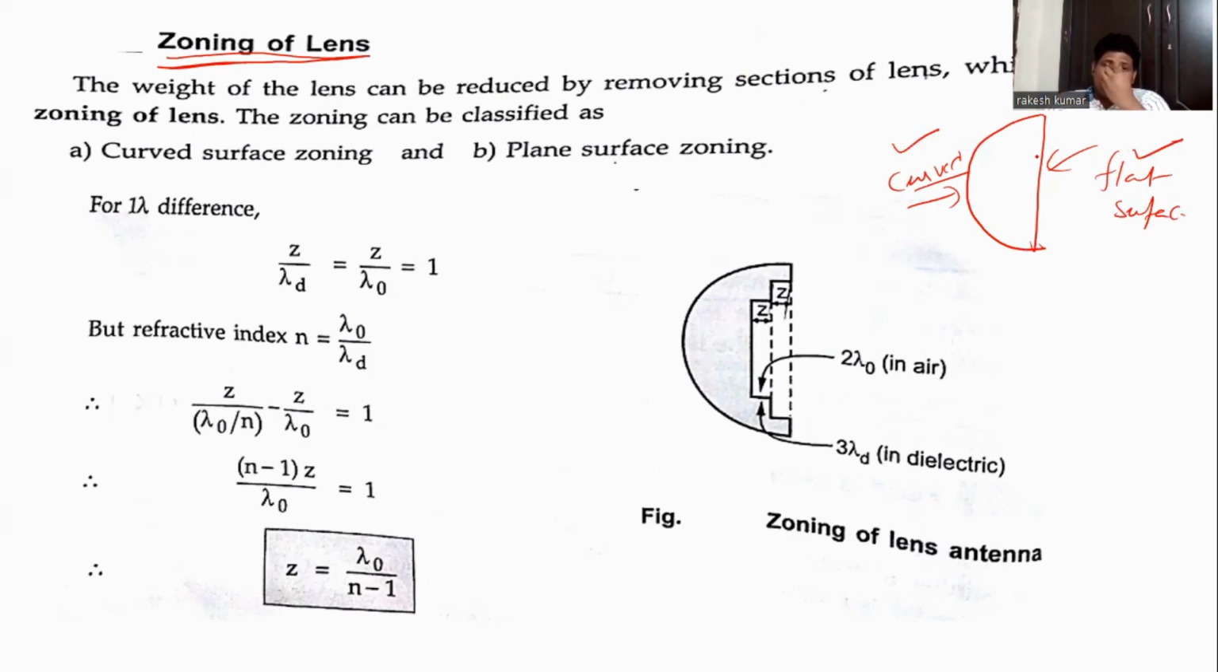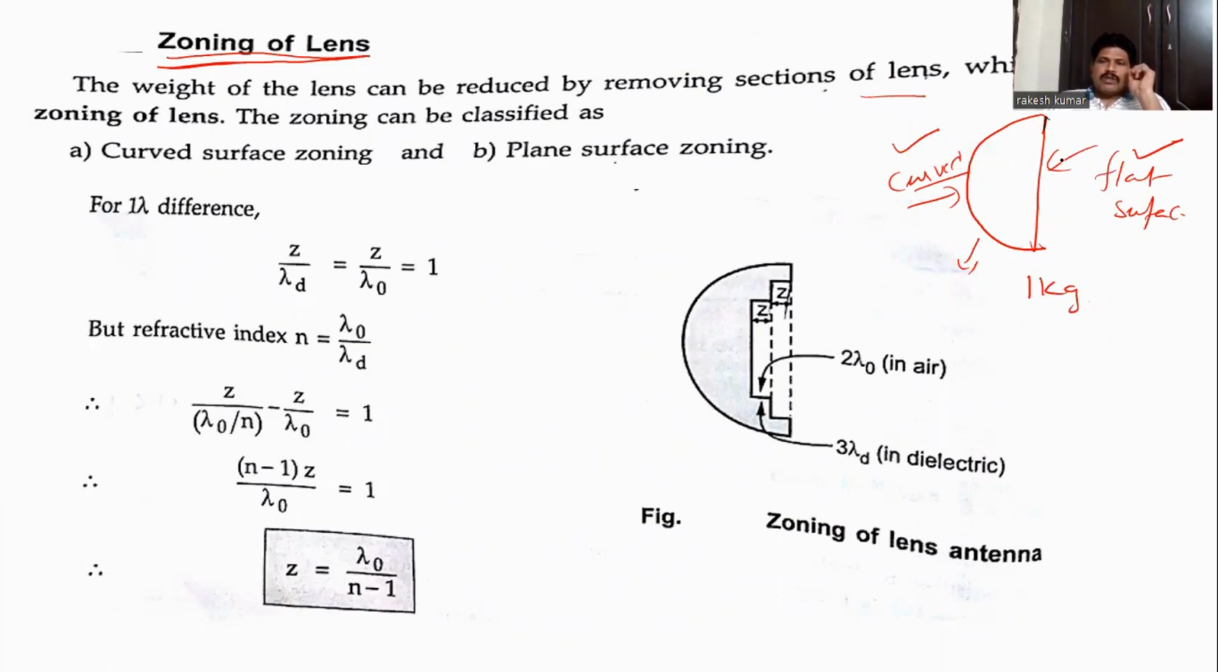Zoning means the weight of the lens can be reduced by removing sections of the lens, which is called zoning of the lens. The original characteristics of that lens should not be changed. For example, let us consider the lens is initially 1 kg. Here I have removed this portion, on the flat side.